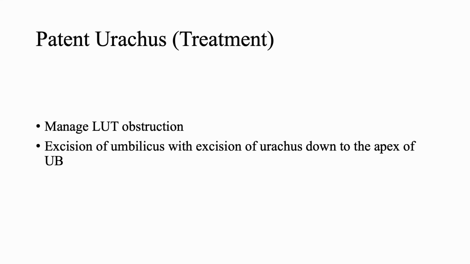Regarding the treatment of the patent urachus, as we already discussed, the main reason for the patent urachus being exposed or found is lower urinary tract obstruction. If we manage the lower urinary tract obstruction, then this condition can be managed somehow, right? And if it cannot be managed, ultimately we have to go for excision of the umbilicus with excision of the urachus down to the apex of the urinary bladder, and we close the urinary bladder at the apex.